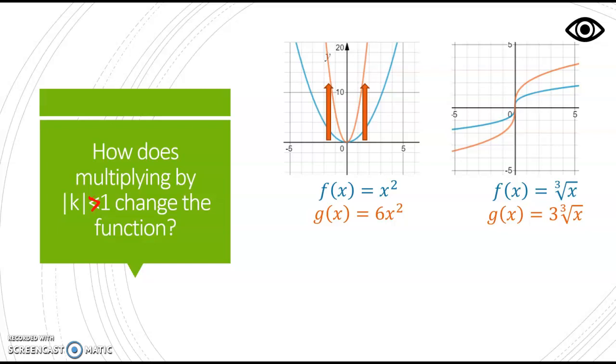Same thing for the cube root function. If I multiply the cube root function by 3, that's going to take that function and push it away from the x-axis. It's already a little bit away from the x-axis, but it's pushing it farther away from the x-axis.